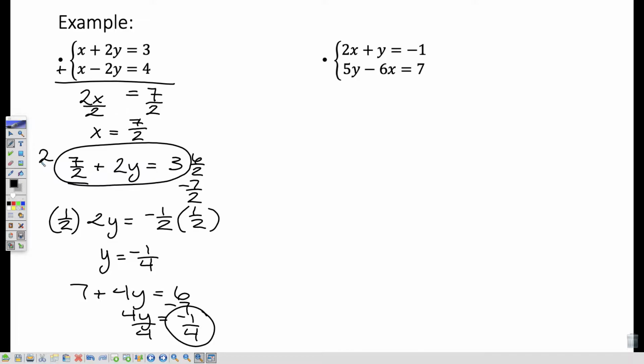Okay. So I found x and I found y, and I need to write my answer as an ordered pair because this is where the two graphs intersect. So they intersect at an x and a y, don't they? So here's your x, here's your y.